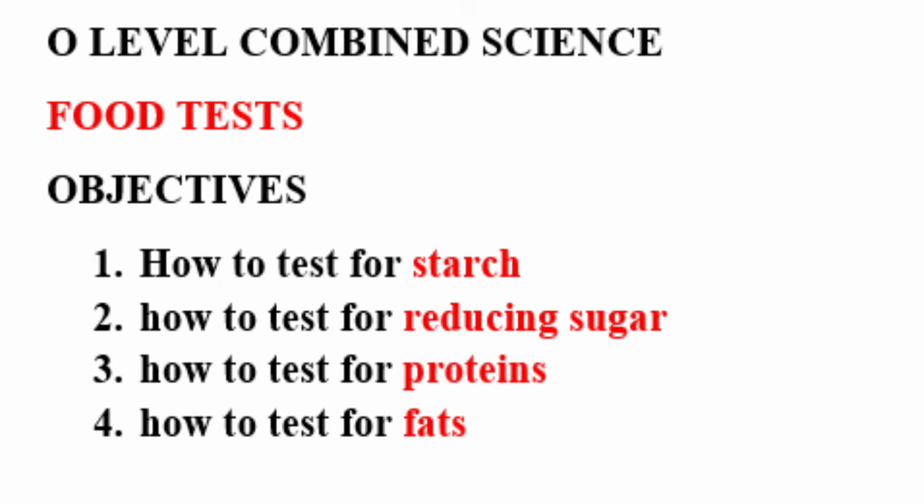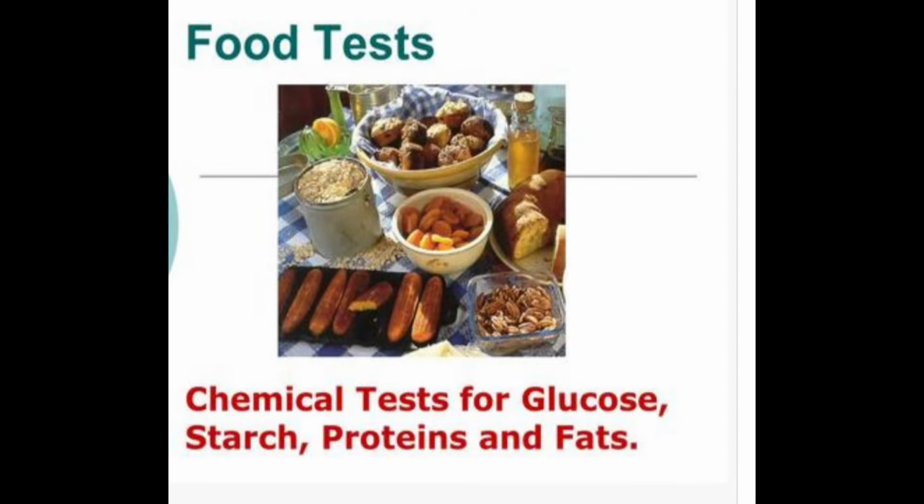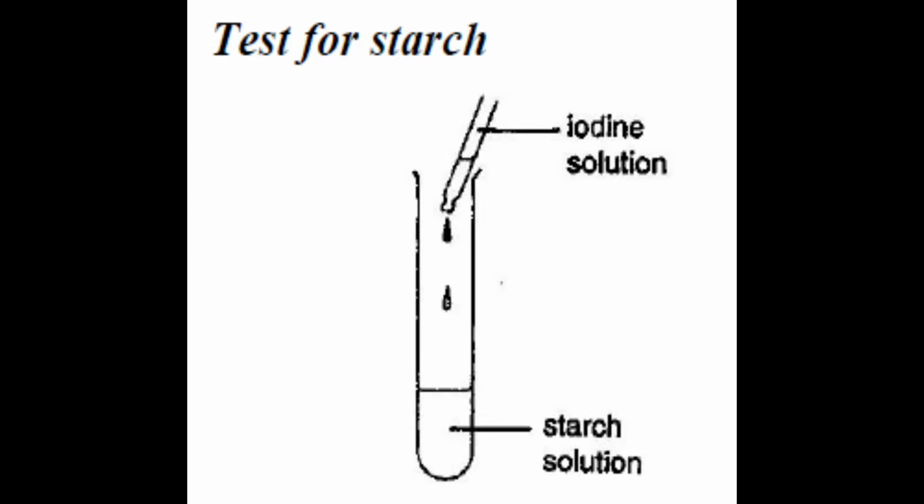So today let us look at food tests that are examined in combined science under the biology section. You're supposed to know how to test food for starch, to test for reducing sugars, to test for proteins, and then finally to test for fats. You should know the procedures that are taken and also the observations that are going to be observed when those foods are present. So first, let us look at how to test food for starch.